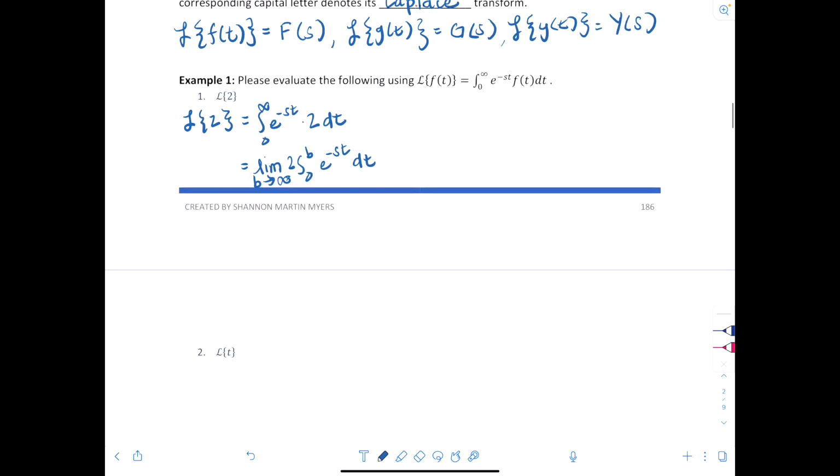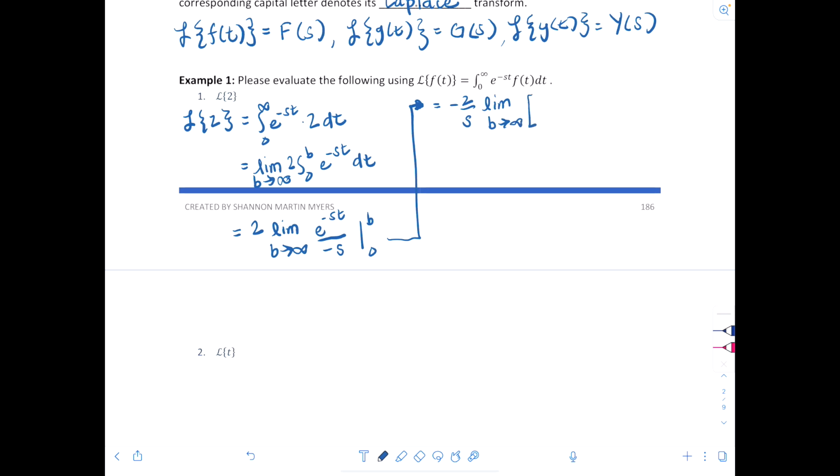Now we're treating s as a constant, so negative s would be the coefficient of the t. So I'll divide by that, and we'll end up with 2 times the limit as b approaches infinity of e to the negative st over negative s, and that's evaluated from t equals 0 to t equals b. And then continuing, this will be equal to negative 2 over s. I can bring that to the outside. And then I will have the limit as b approaches infinity of e to the negative s times b minus e to the negative s times 0.